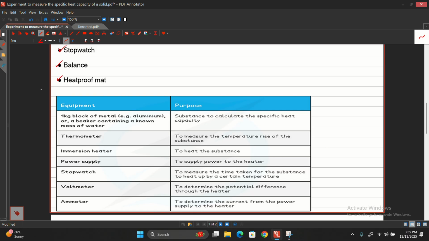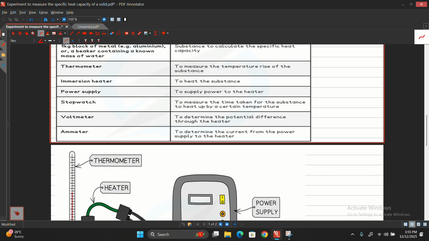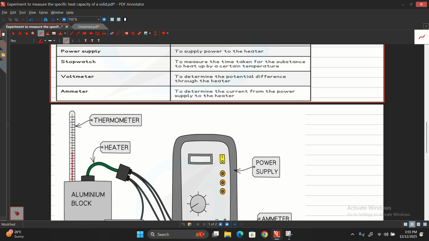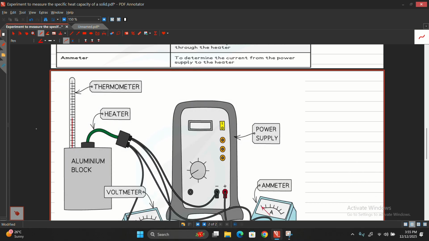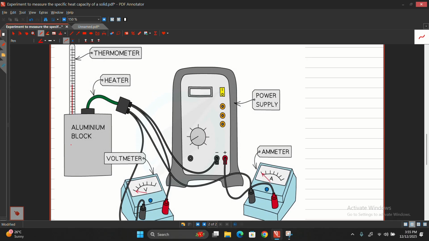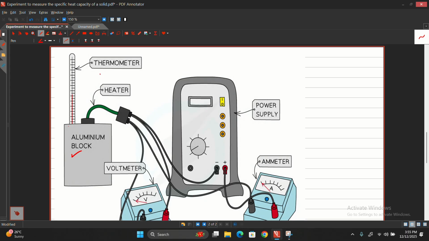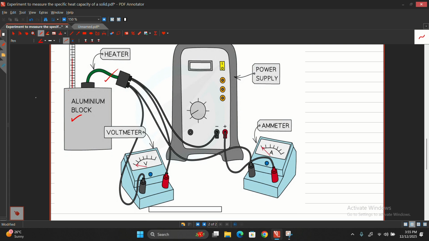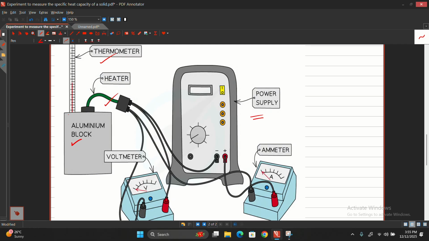All right, now let's look at the setup which we will be using for this experiment. As you can see, we have got the aluminum block, and there are 2 holes in the aluminum block, one for the thermometer, the other one for the heater. And the heater, as you can see, is connected to a voltmeter. Also, it is connected to the ammeter and to a power supply.